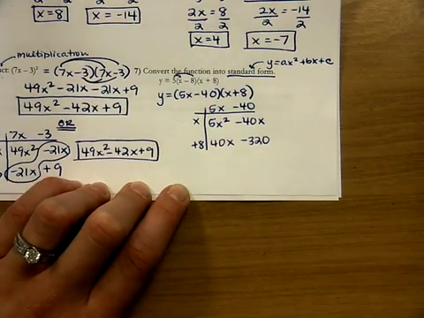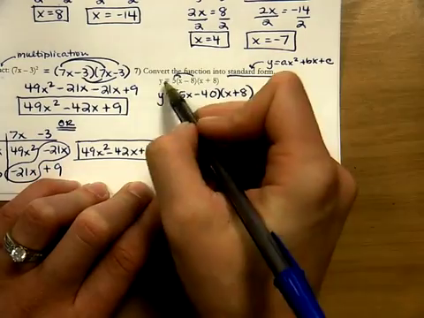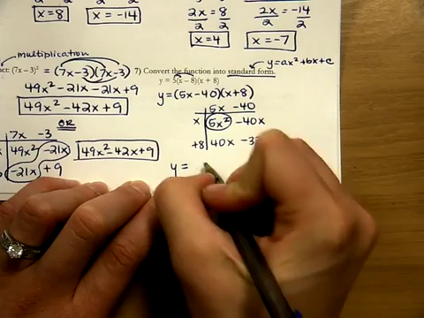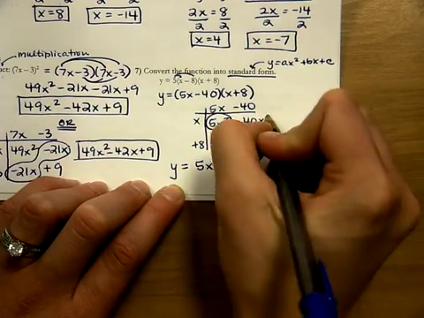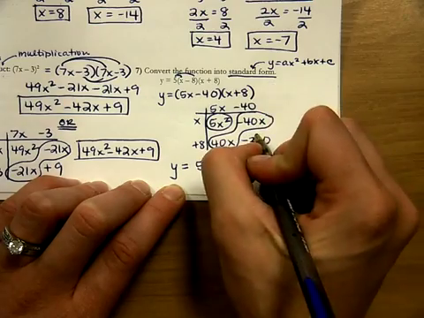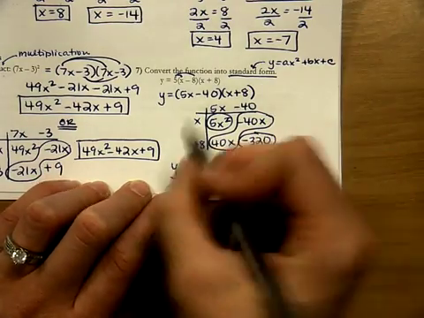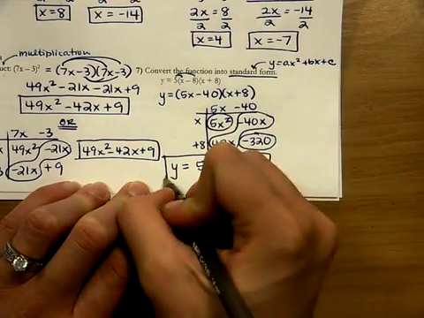Now I still have to combine like terms. So I have y equals, because I started with a y equals, my 5x squared. I combine my like terms. Those end up adding to be 0, so I don't even have to write it. And then finally, minus 320. And this is my final answer.